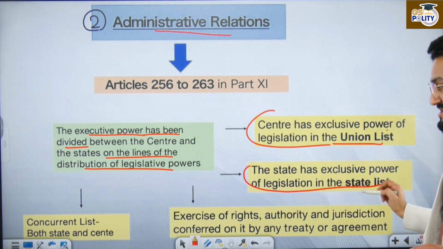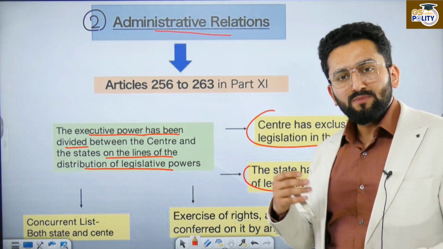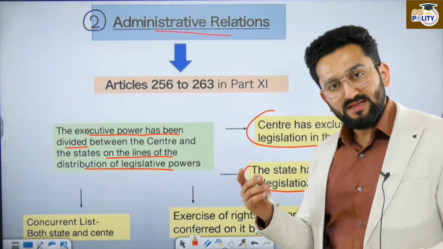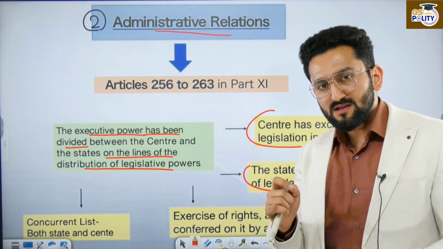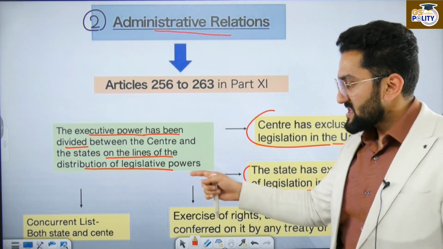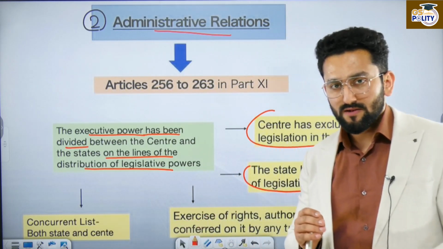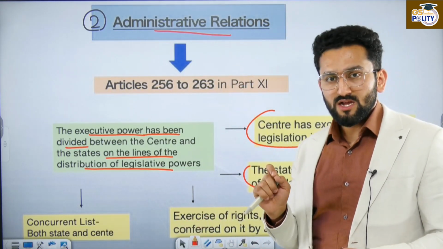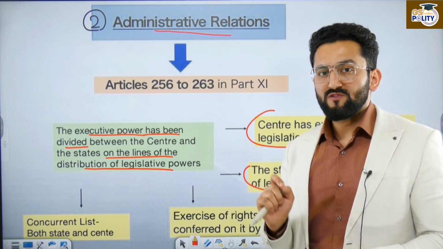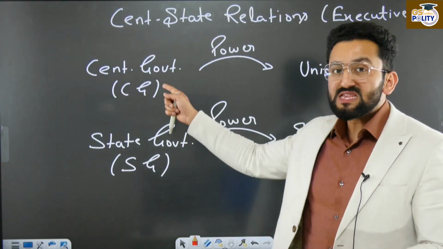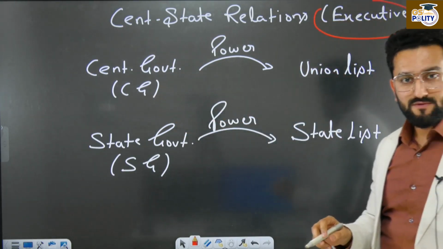The state has exclusive power on state, and when it comes to cases like making law for implementing any international treaty agreement in that aspect, even if the matter is in state list, center can make this law. We discussed this in previous class, right? With respect to concurrent list, both center and state can make law. Now, please understand, in executive aspect, we are not going to use the word parliament and state legislature like we were using in previous class. Now, we need to use the word central government because our focus is executive.